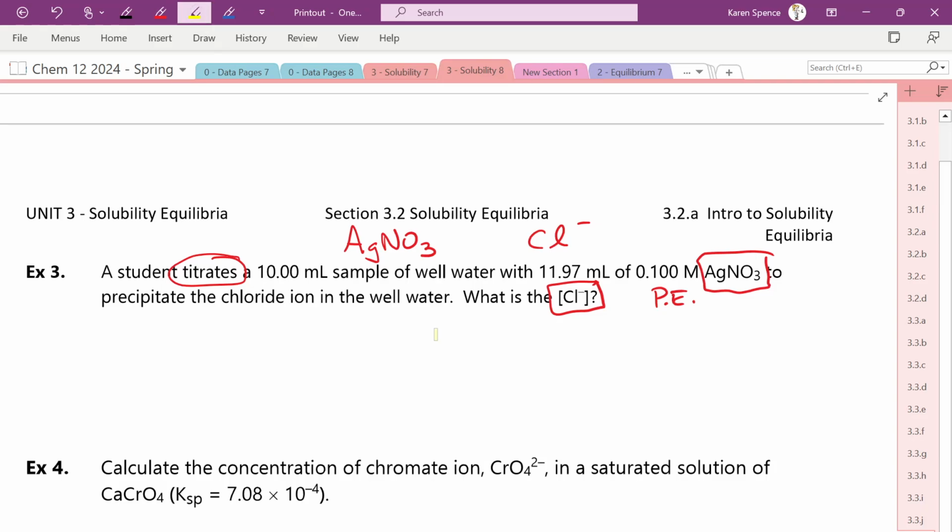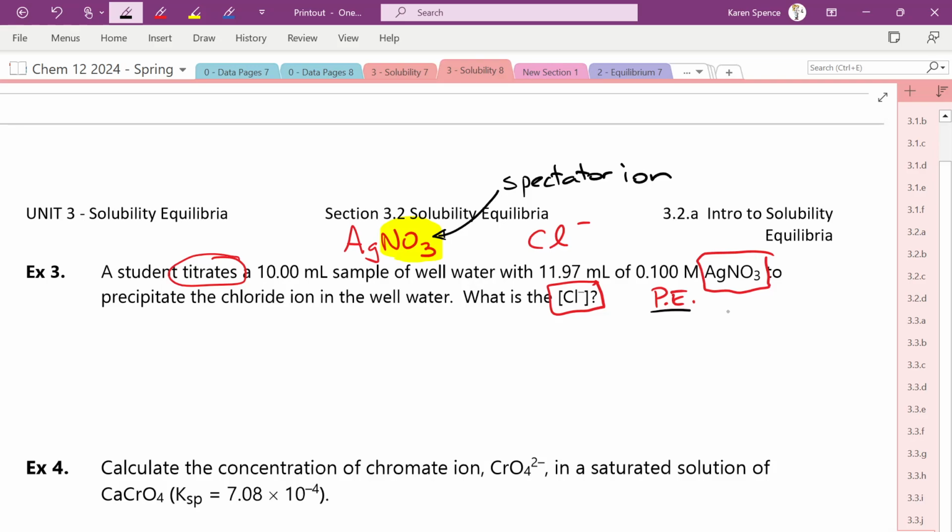What do you guys know about nitrate ions? They're soluble with everything. So what does that mean that nitrate is? Nitrate is a spectator ion. And if we're writing the precipitation equation, where should the solid go? On the right. Who is the solid? Tell your partner, who is the solid?